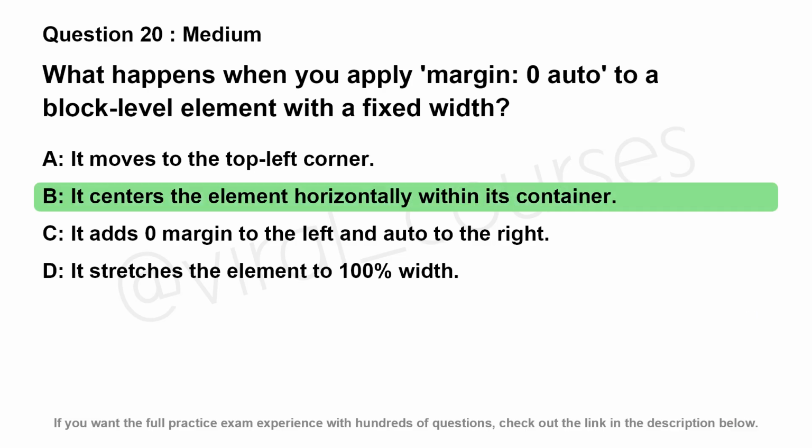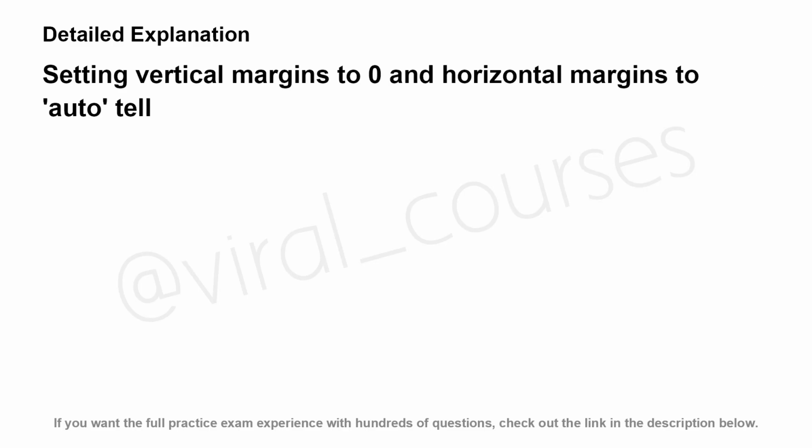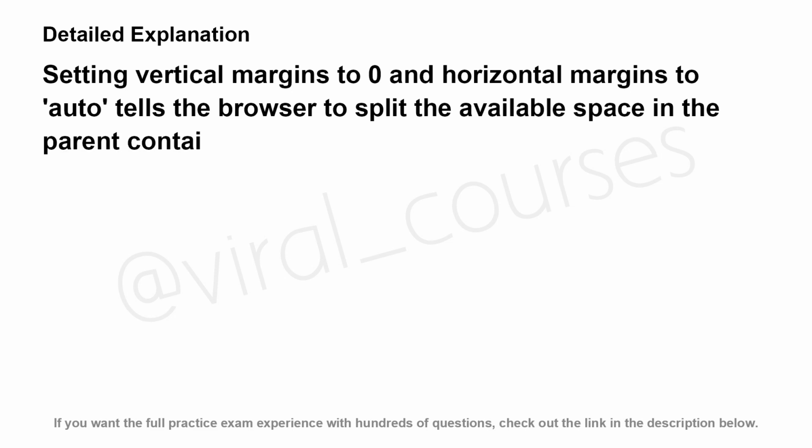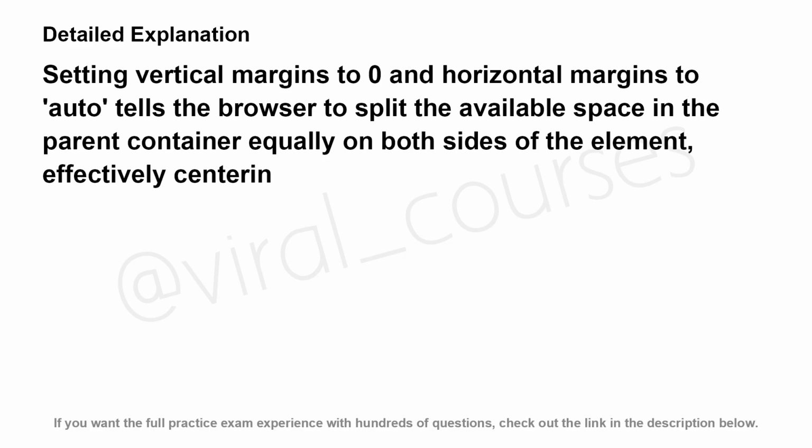The correct answer is B. Setting vertical margins to 0 and horizontal margins to auto tells the browser to split the available space in the parent container equally on both sides of the element, effectively centering it.